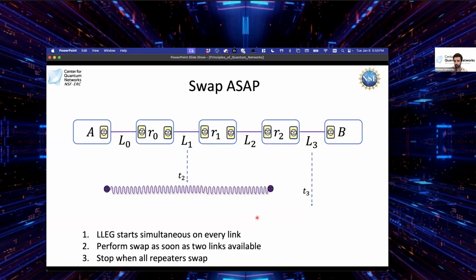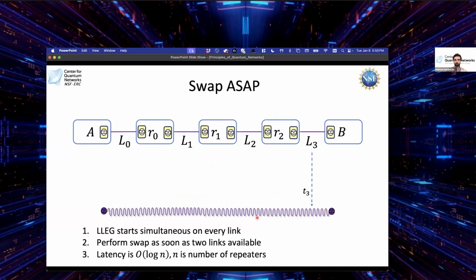At time t3, we generated another entangled state now between R2 and B, and we can finally perform a last Bell state measurement in R2, generating an entangled state now between A and B.